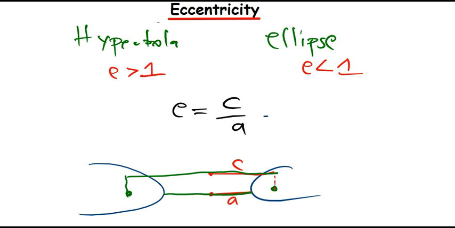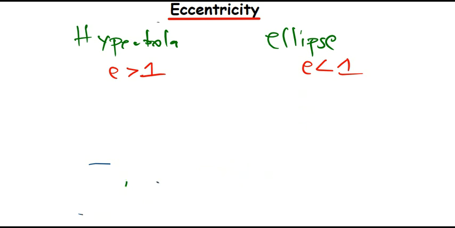So that would give us 2c over 2a, which will still be c over a. Okay, so I've established a is c over a.